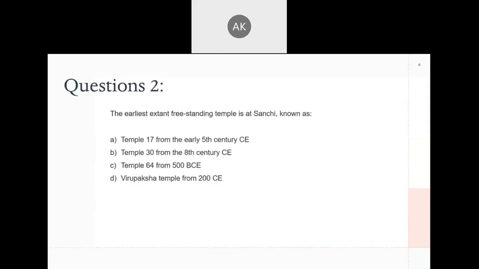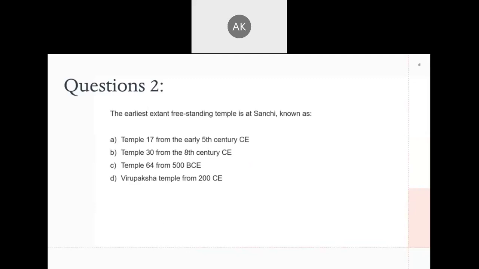Question number 2: the earliest extant freestanding temple at Sanchi is known as. The options are Temple 17 from early 5th century CE, Temple 30 from 8th century CE, Temple 64 from 500 BCE, or Virupaksha temple from 200 CE. The question is asking for the earliest extant freestanding temple at Sanchi. Which of the following is the correct answer? Is it Temple 17 or Temple 30 from 8th century CE? Actually, Temple 17 belongs to Sanchi.